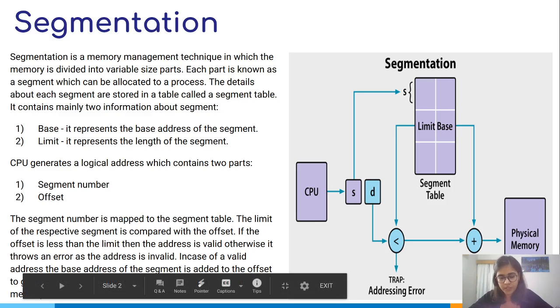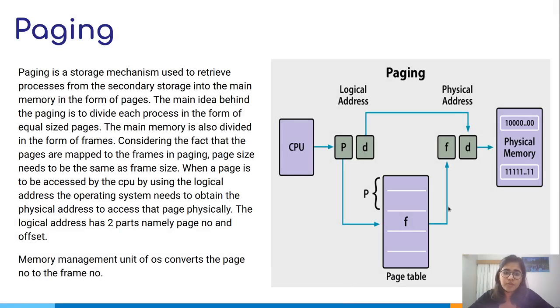Now, moving on to paging. Paging is a storage mechanism used to retrieve processes from the secondary storage into the main memory in the form of pages. The main idea behind paging is to divide each process in the form of equal-sized pages. The memory is also divided in the form of frames. Considering the fact that the pages are mapped to the frames in paging, page size needs to be the same as the frame size. When a page is to be accessed by the CPU by using the logical address, the operating system needs to obtain the physical address to access that page physically.